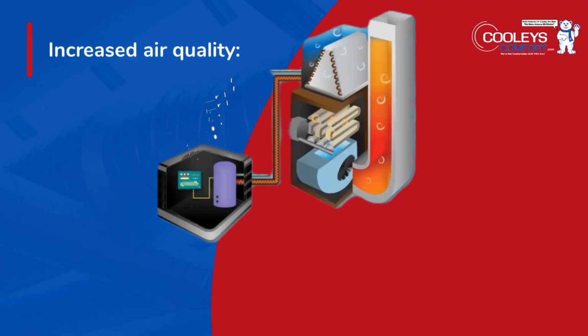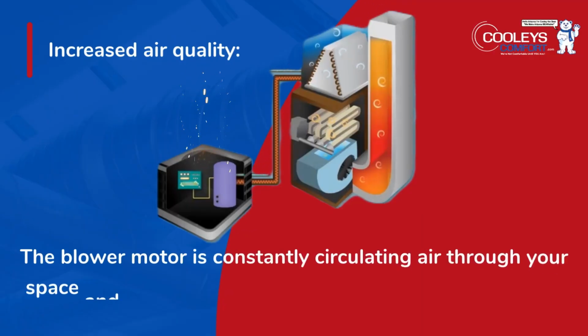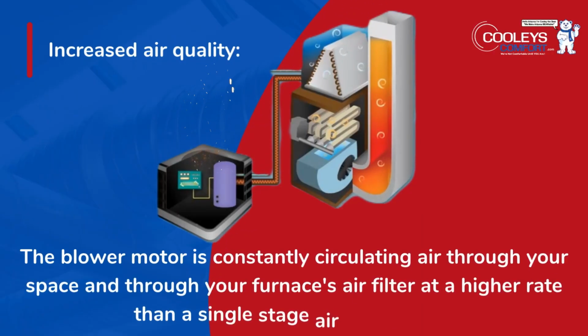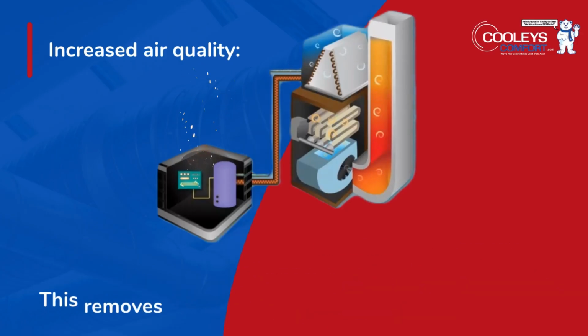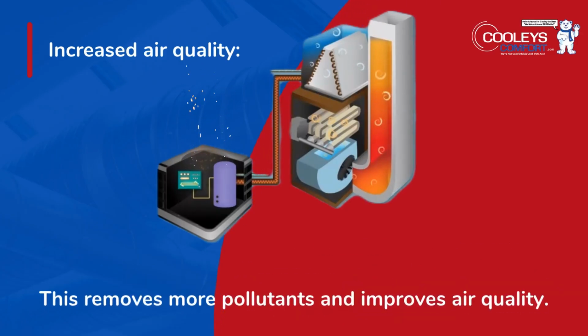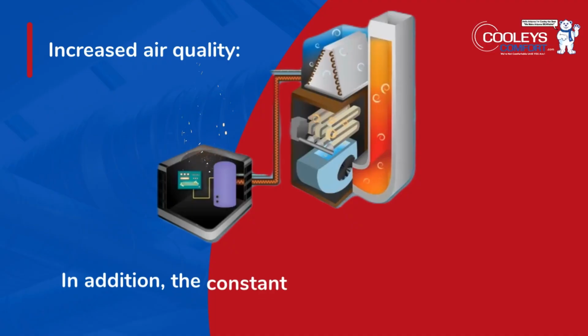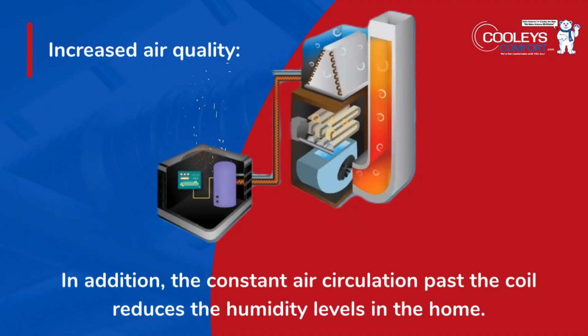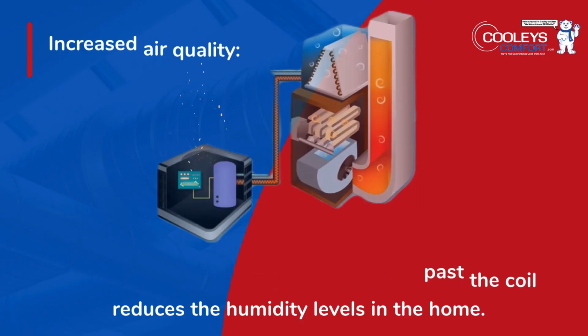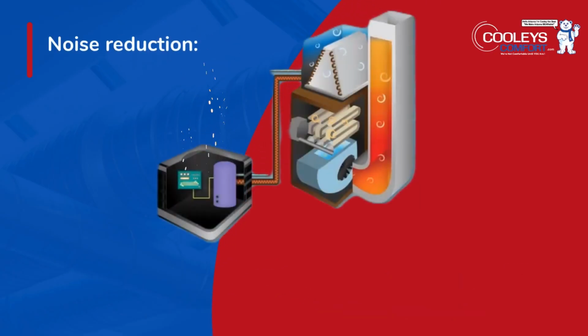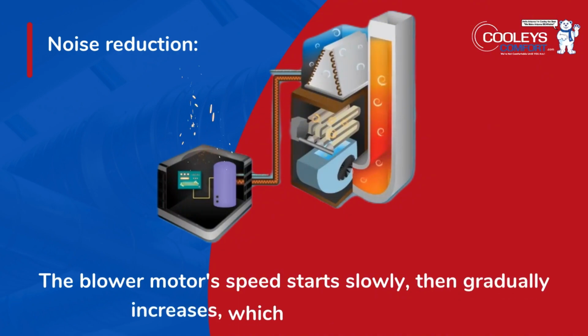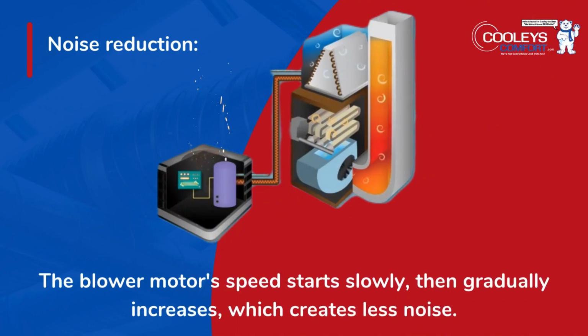Increased air quality. The blower motor is constantly circulating air through your space and through your furnace's air filter at a higher rate than a single-stage air conditioner. This removes more pollutants and improves air quality. In addition, the constant air circulation past the coil reduces the humidity levels in the home. Noise reduction. The blower motor's speed starts slowly, then gradually increases, which creates less noise.